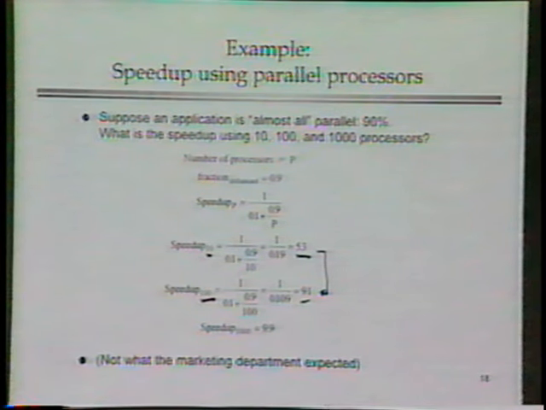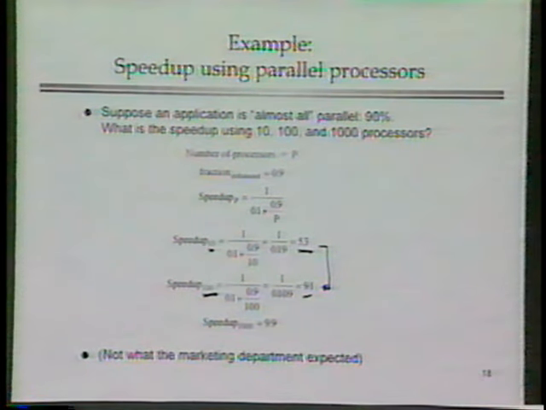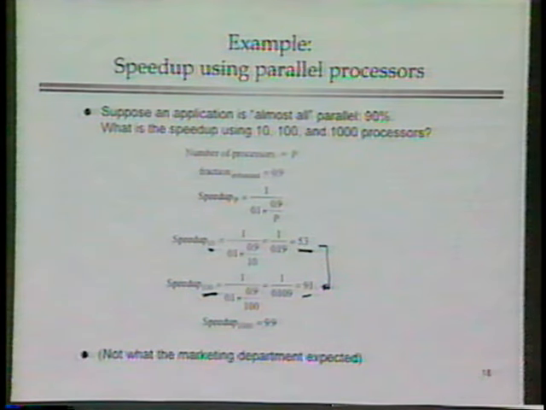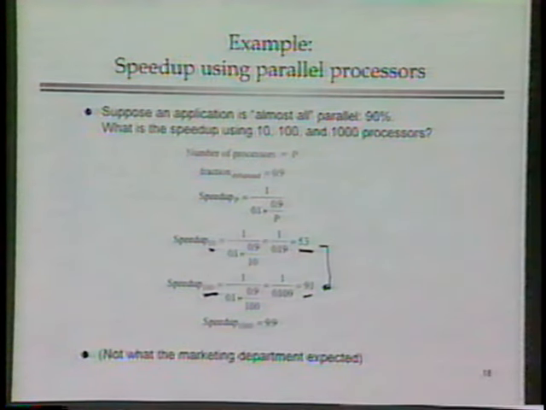In fact, it's pretty obvious that if you use an infinite number of processors, the best you can expect is to get a factor of 10 speed up. And that's probably not what your marketing department in this computer company expected when you told them that almost all of the application can be improved by parallel processors.